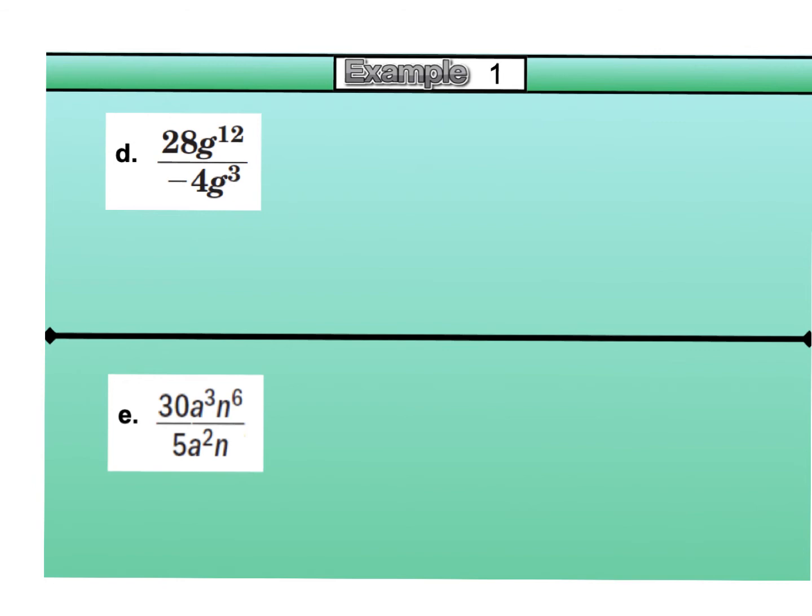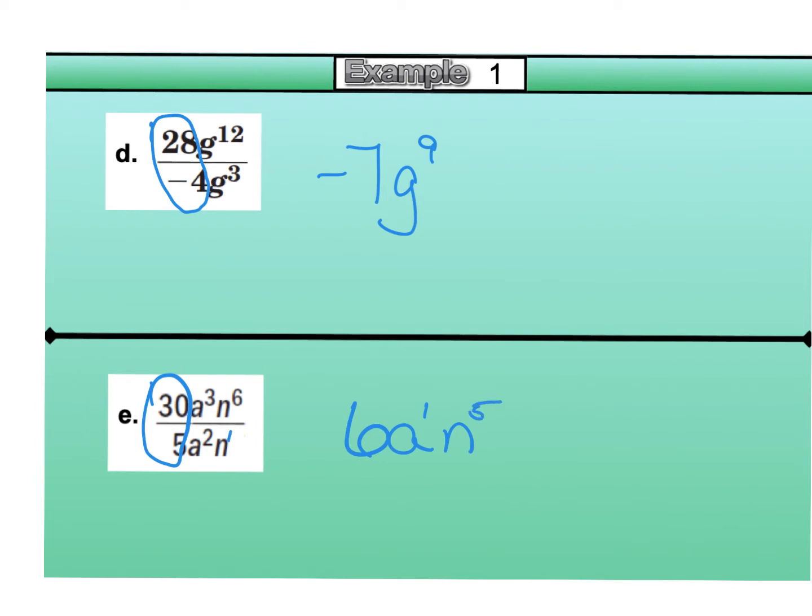Now we're going to look at problems that have the number in front. So you are going to divide the whole numbers. So 28 divided by negative 4 gives us a negative 7. And then we subtract the exponents, g to the power of 9. Again, the whole numbers in front. 30 divided by 5 gives me 6. a to the power of 3 minus 2 is 1. n, 6 minus 1 to the power of 5.